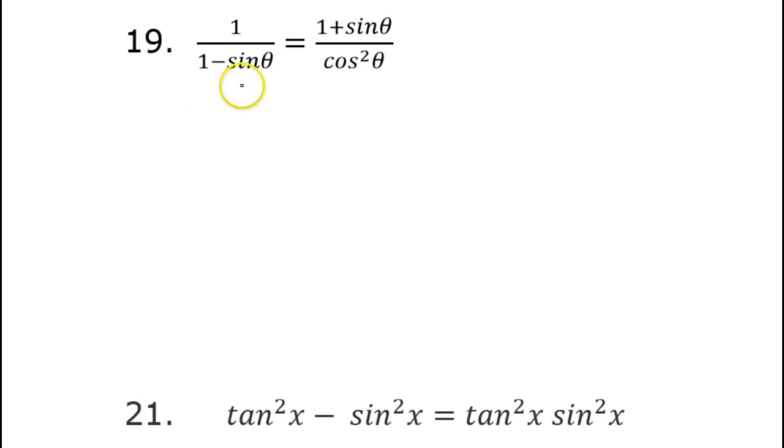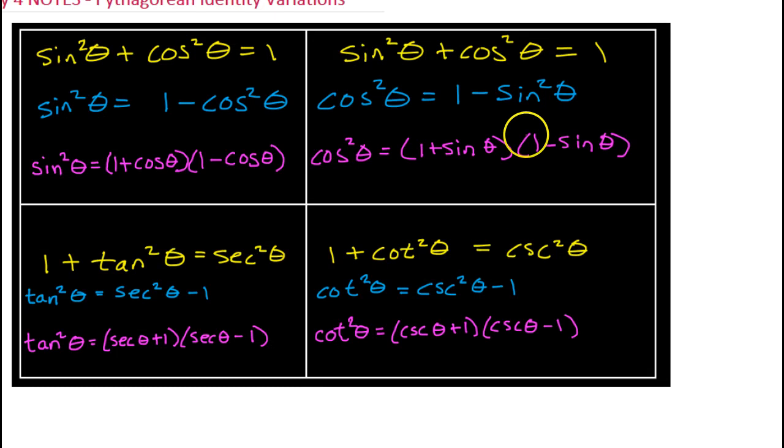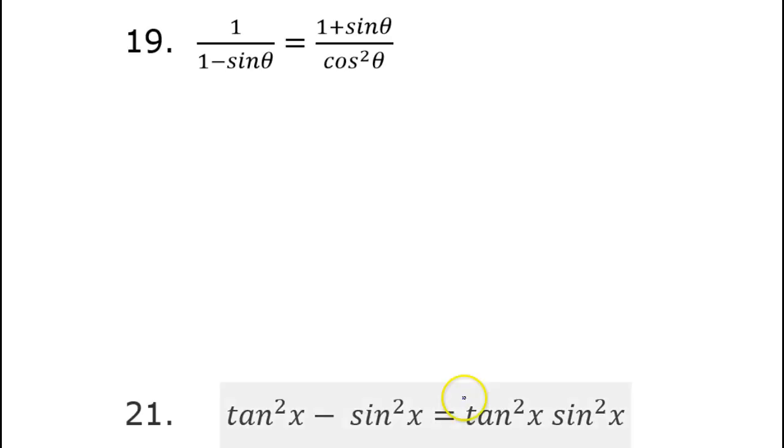Number 19 is quite easy if you recognize the shortcut. I'm going to do the left-hand side. When I see 1 minus sine theta, it reminds me of this identity. See the 1 minus sine theta? If I were to multiply by 1 plus sine theta, that would give me cosine squared theta. So the quickest thing to do is to go ahead and multiply by 1 plus sine theta.